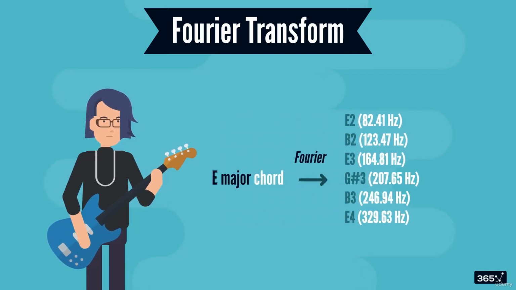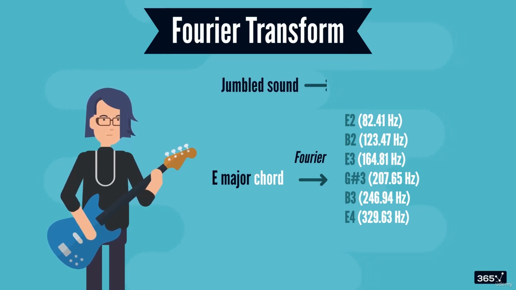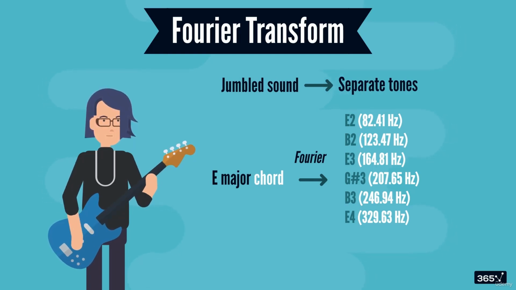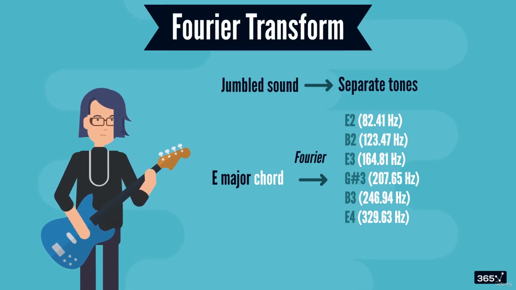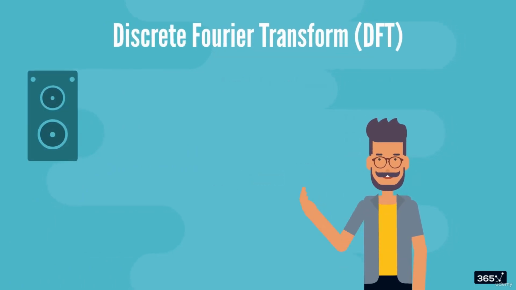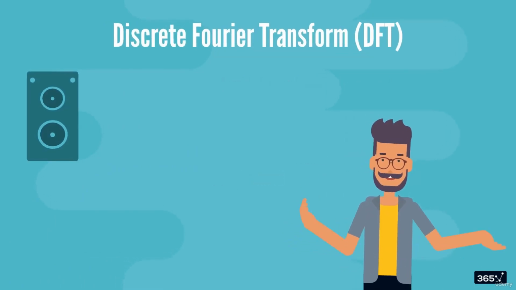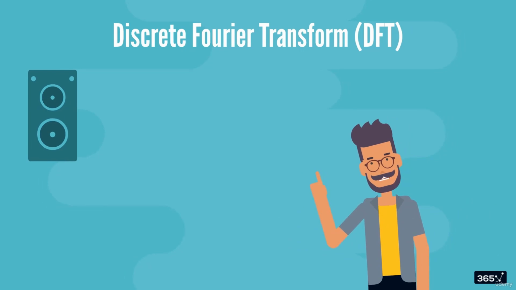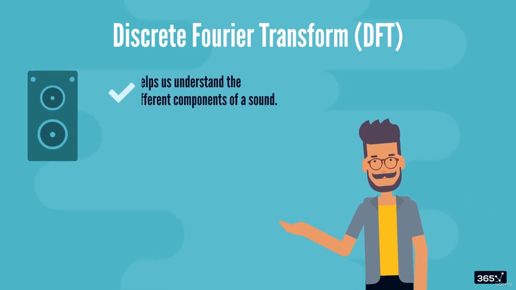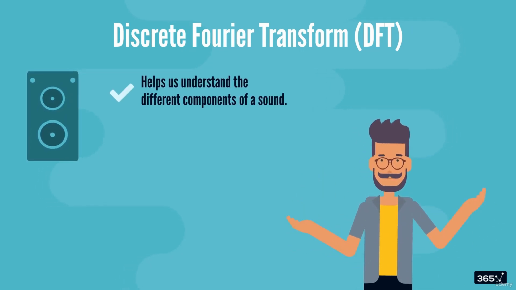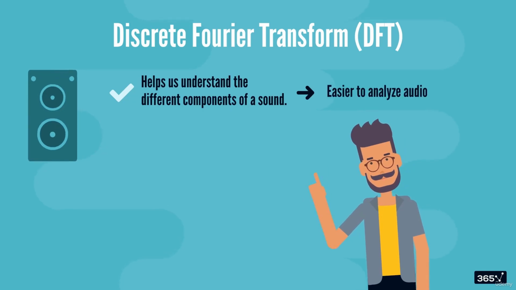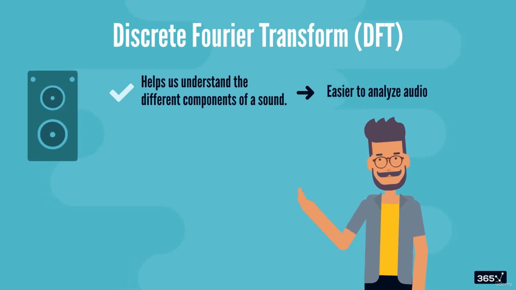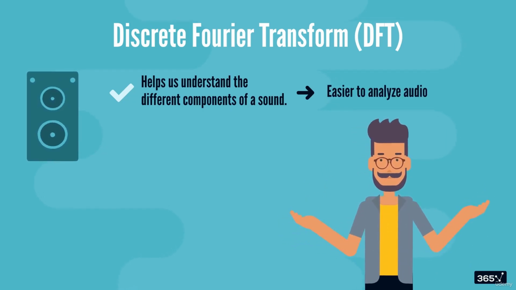So, the Fourier transform breaks down a chord to show each note and its intensity or volume. It's like turning a jumbled sound into a clear picture of all the frequencies, allowing one to understand the different components of a sound. This process is known as discrete Fourier Transform, or DFT. It's beneficial because it helps us understand the different components of a sound, making it easier to analyze and manage audio for tasks like speech recognition.